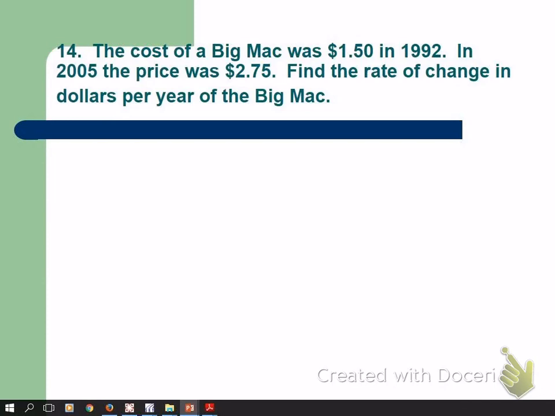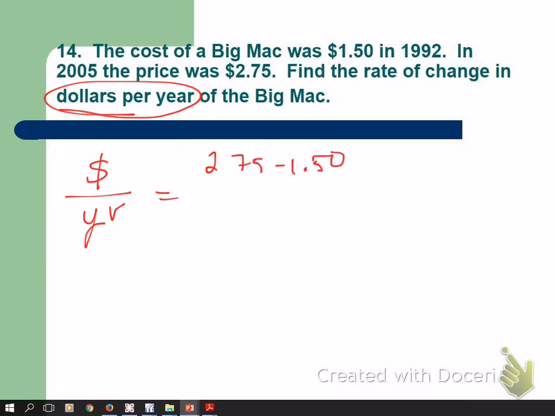Well, same idea here. The cost of a Big Mac was $1.50 in 1992. In 2005, the price was $2.75. Find the rate of change in dollars per year. In dollars per year. So how much is the price changing compared to how much the years are changing? How much time is changing, right? Well, change means find the difference. So for our price, we would need to find the difference between $2.75 and $1.50. Now, if that's how we're going to subtract, then we need to find out the time change from 2005 to 1992.